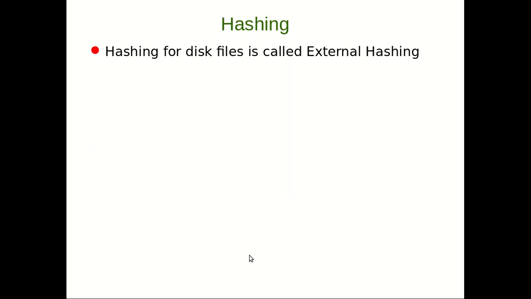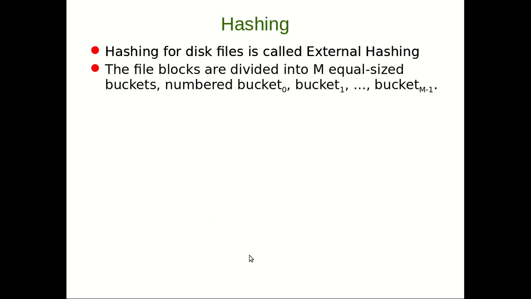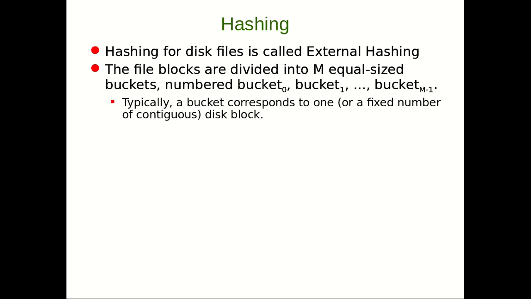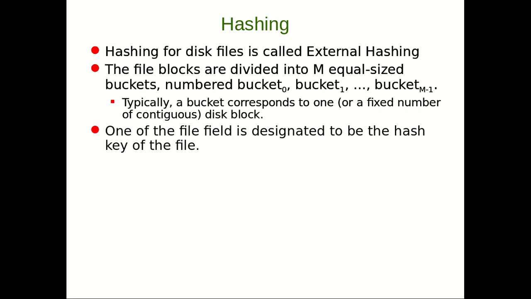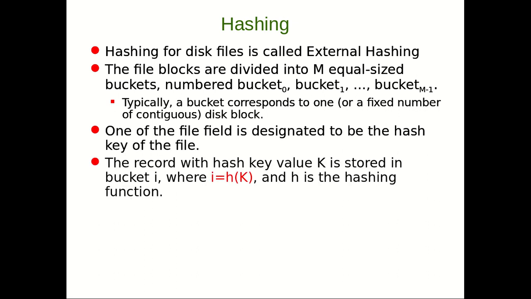Hashing for disk files is called external hashing. File blocks are divided into m equal-sized buckets, numbered bucket 0, bucket 1, up to bucket m minus 1. Typically a bucket corresponds to one or more fixed number of contiguous disk blocks. One of the fields is designated to be the hash key of the file. A record with hash key value k is stored in the bucket i, where i is equal to h(k).